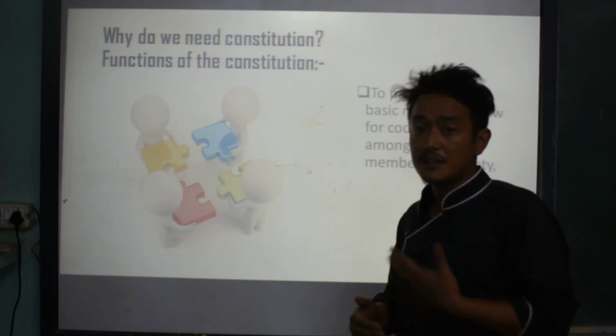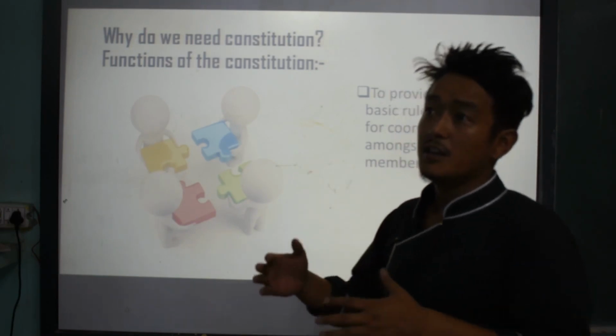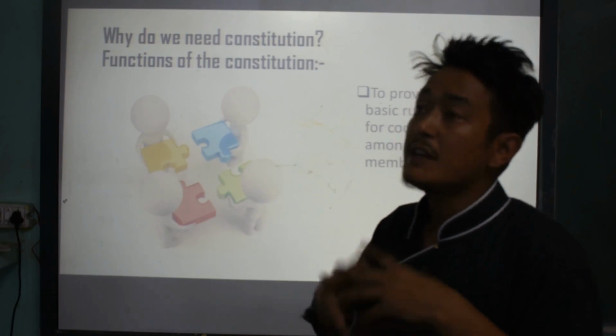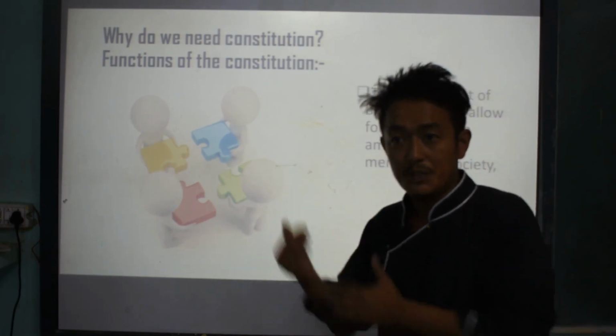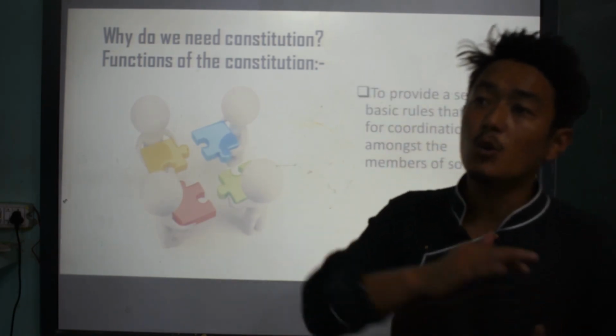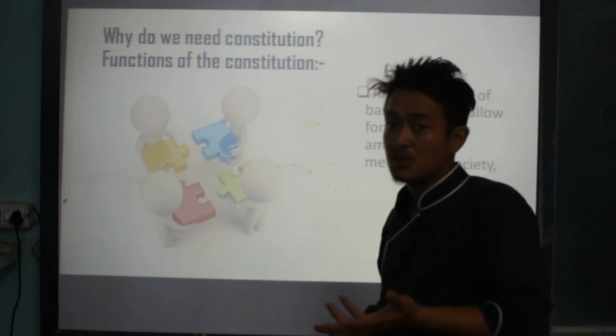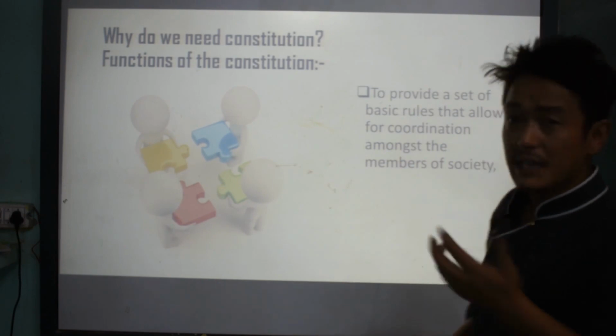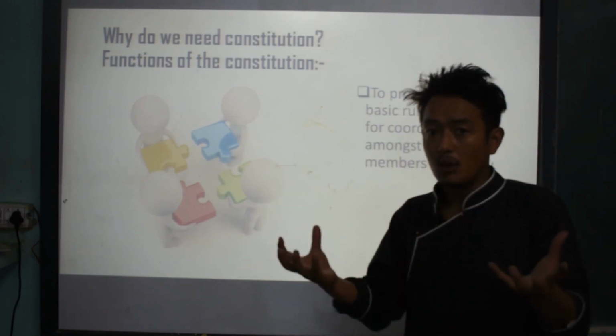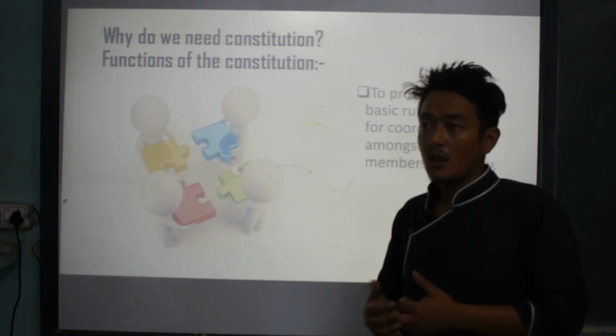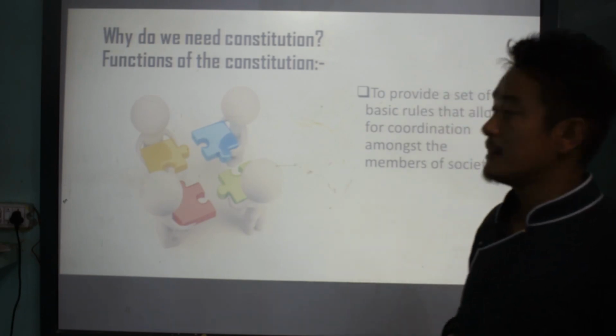Therefore, it is very necessary that in a society, it is very necessary to have a common law which is being respected by all the members of the society, and at the same time which is applicable to all the members of the society. Right? Now, will that be enough to have a common law in a society to reduce conflict and crime?